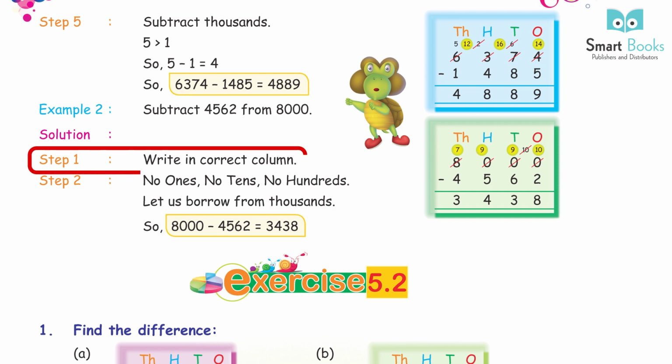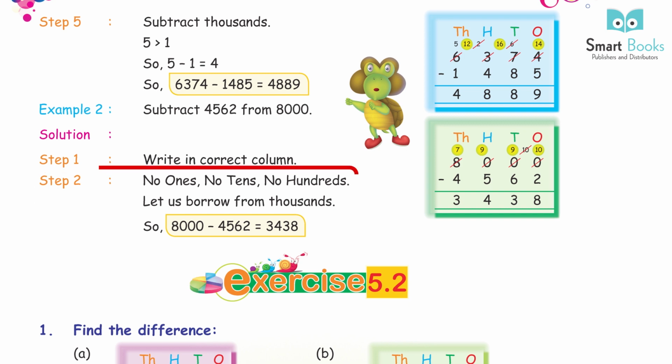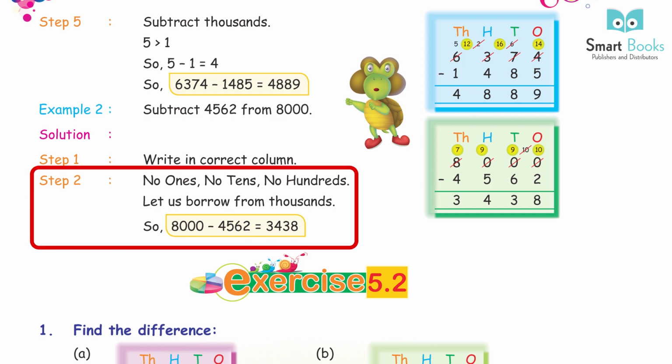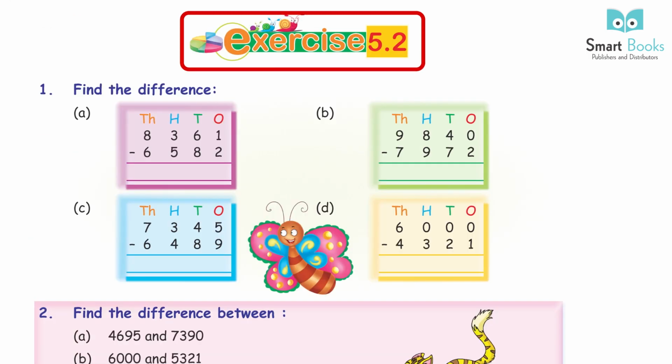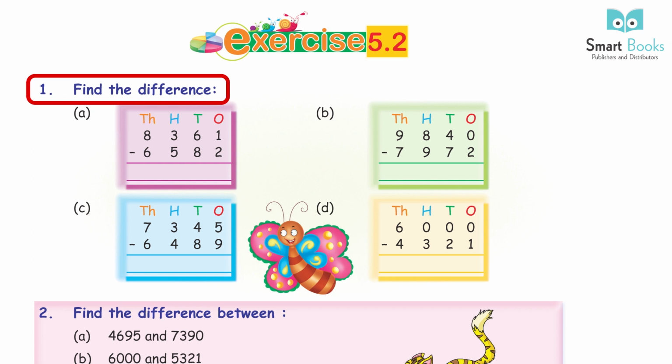Example 2. Subtract 4562 from 8000. Solution. Step 1. Write in correct column. Step 2. No ones, no tens, no hundreds. Let us borrow from thousands. So 8000 minus 4562 is equal to 3438. Exercise 5.2. Question 1. Find the difference.